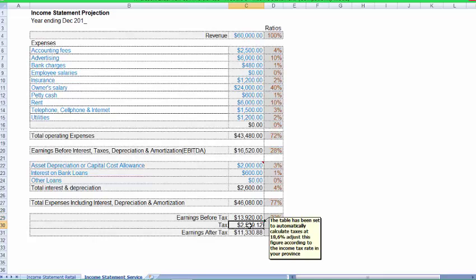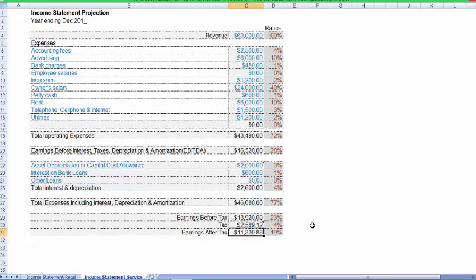Okay. You put in the taxes. In this case, I used an example of 18.6, because remember, the tax rate that you pay will depend on if you're incorporated or a sole proprietor. Your earnings after tax will be $11,000. So this gives you an idea of whether this is going to be a viable business or not.